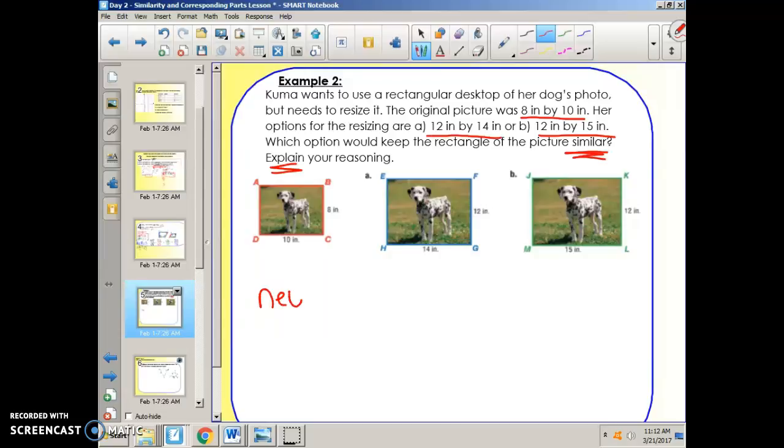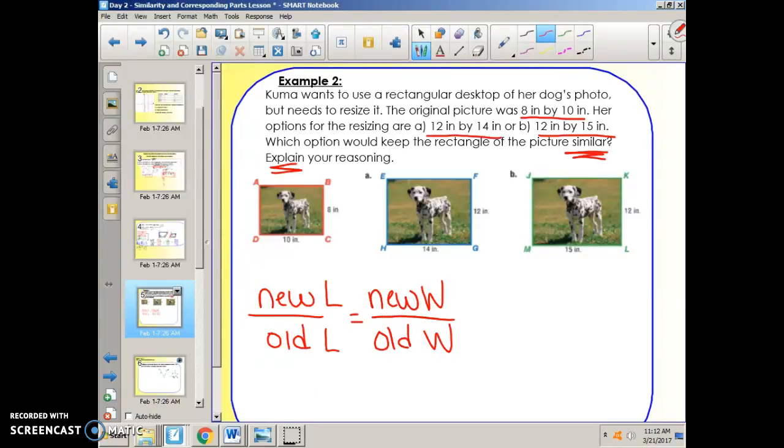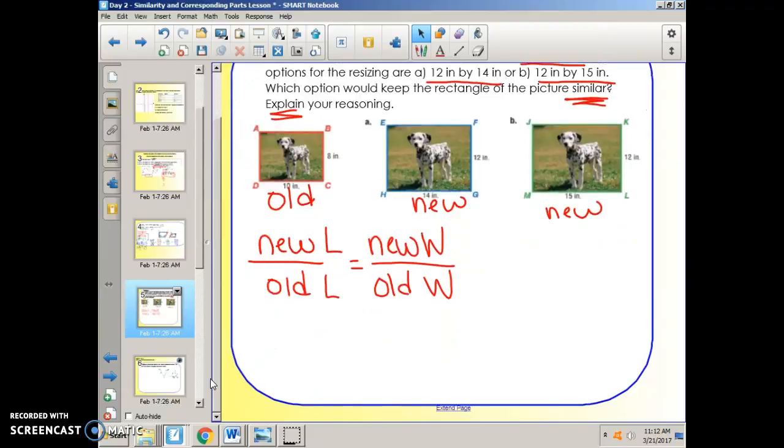Remember, your formula is new over old. And in this case, it's new length over old length equals new width over old width. That's kind of our setup for that. This is your old. These are your 2 new ones that you're checking. So let's set those up. We'll start with A. The length is 14. The one in the old one is 10. The width in the new one is 12, the old one is 8.